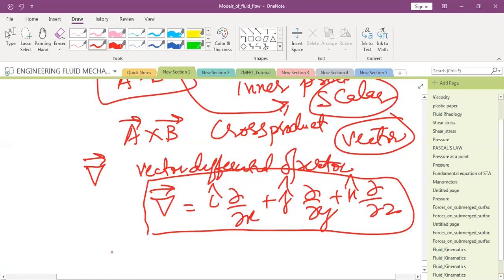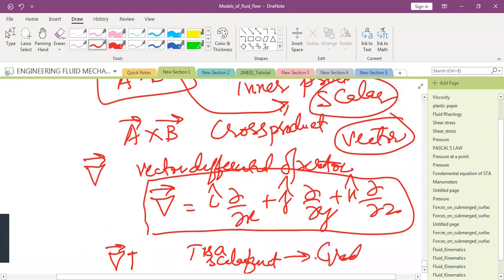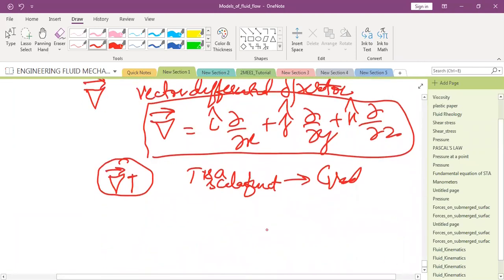Now, if you make this operate on a scalar function, say t, so t is a scalar function, then what will you get? You will get gradient. So this is called gradient of scalar function t.